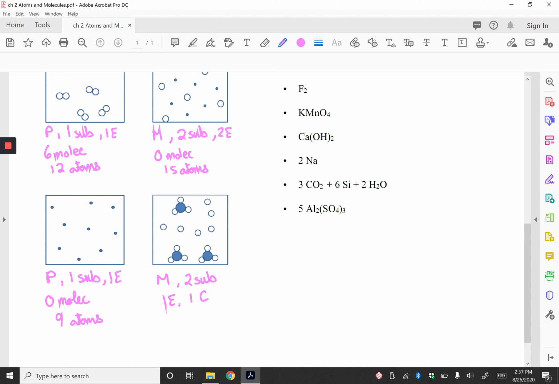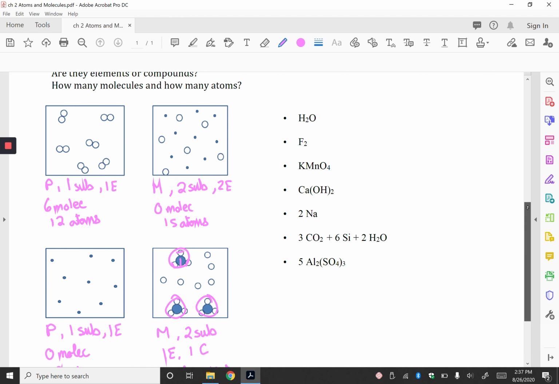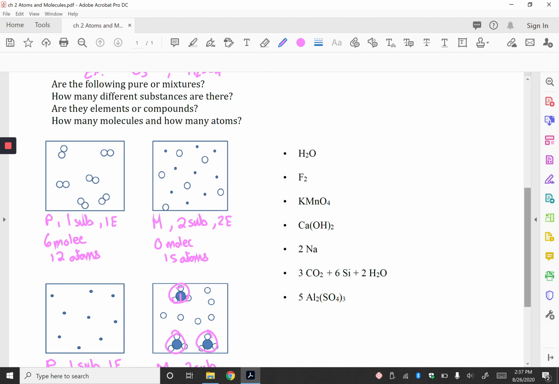And then how many molecules are there? There's 1 molecule, 2, and 3. So 3 molecules. And then how many atoms? Let's see, each of these molecules has 1, 2, 3, 4 atoms. So there's 4 and another 4 and another 4. So those all together are 12. And then 12, 13, 14, 15, 16, 17, 18. 18 atoms.